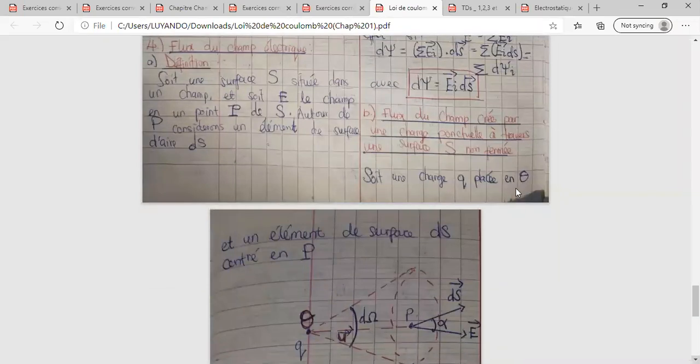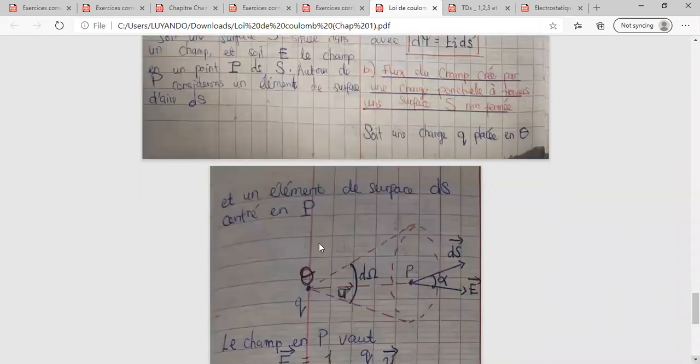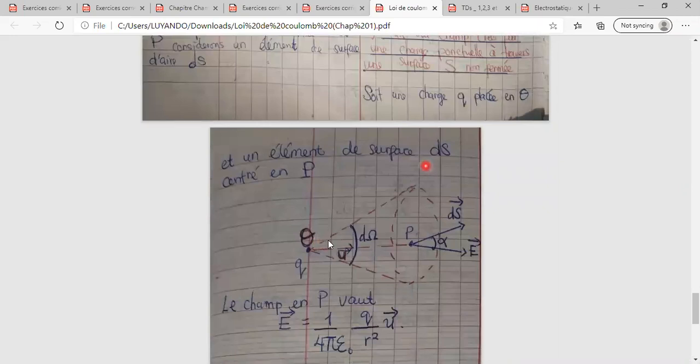Soit une charge Q placée at a point theta. So now this is the drawing that we have. Imagine I have a cone, and we're trying to calculate the flux passing through the surface of the cone. So we've got a charge Q. We have the charge Q at the point theta that I've labeled theta. And then we have our surface here. Let me show this. So we have our surface, this guy here.